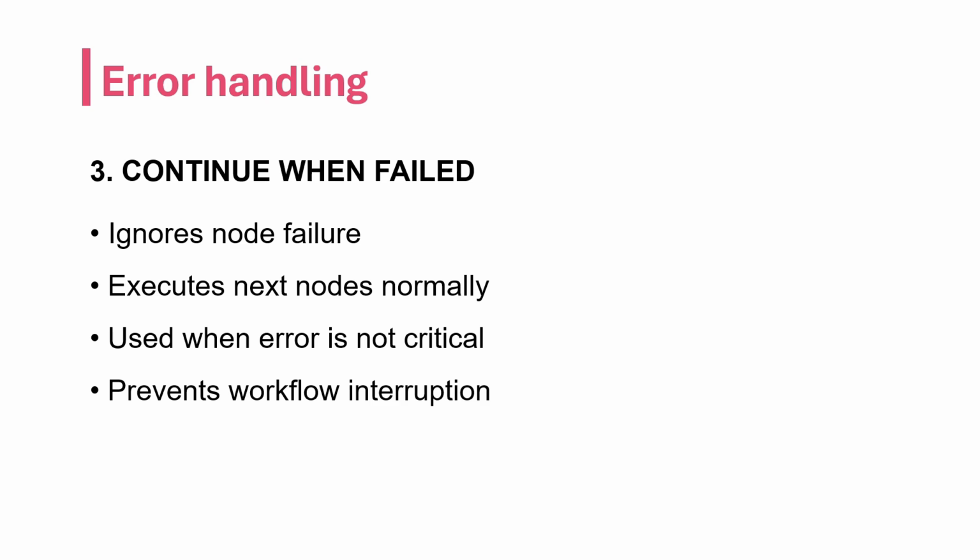Now, the third type is continue when failed. Here, even if a node fails, the workflow doesn't stop. It keeps executing the next nodes. You might use this when the failed step is optional. For instance, if an email sending node fails, but you still want to log the data in Google Sheets, you can continue. This keeps your automation smooth and avoids complete stops for small errors.